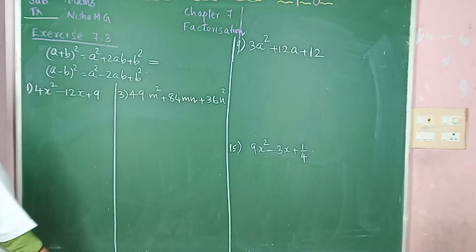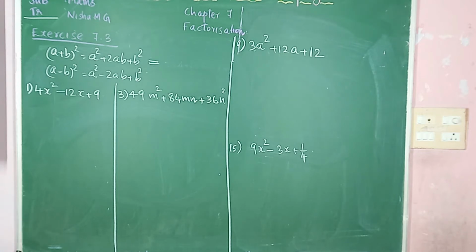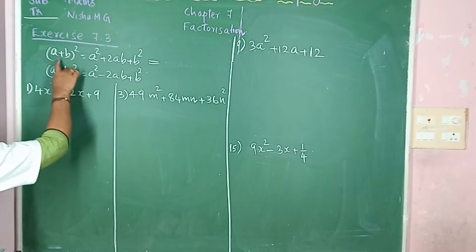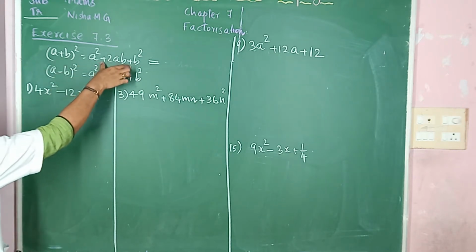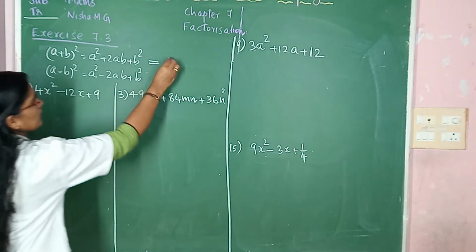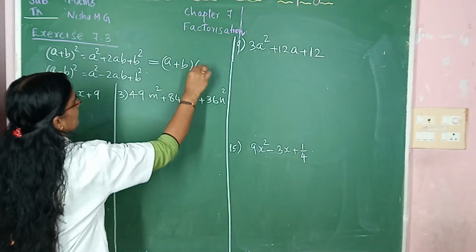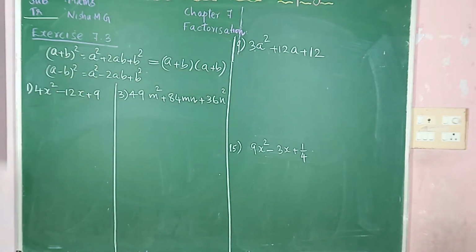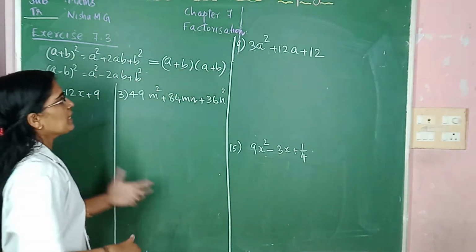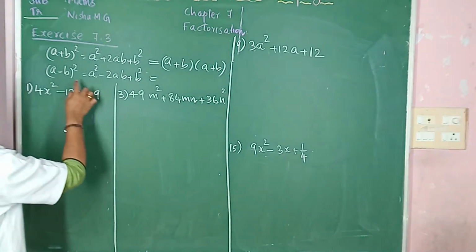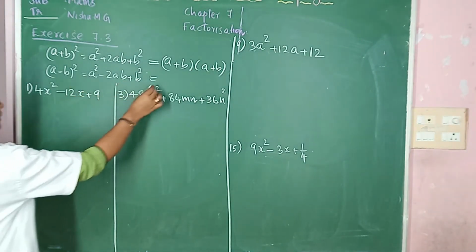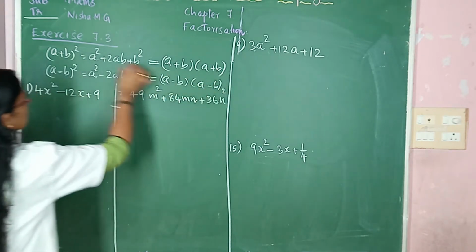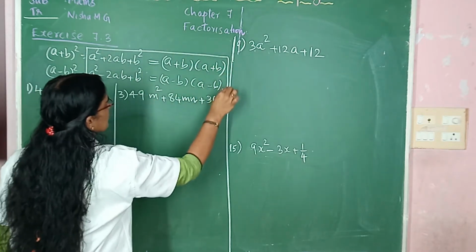Before going to the questions, what are the factors of a square plus 2ab plus b square? We know that it is the expansion of (a plus b) whole square. So the factors are (a plus b) into (a plus b), that means (a plus b) the whole square. Similarly, what are the factors of a square minus 2ab plus b square? (a minus b) into (a minus b). We are going to factorization, so we have to use these two results here.